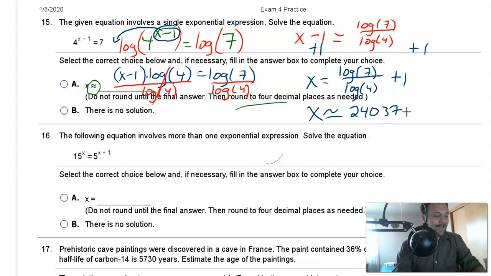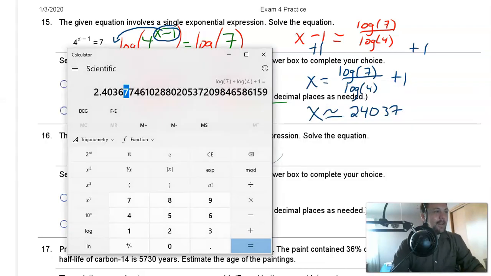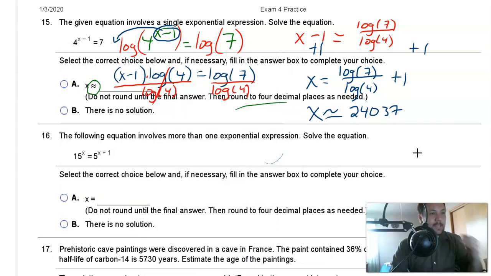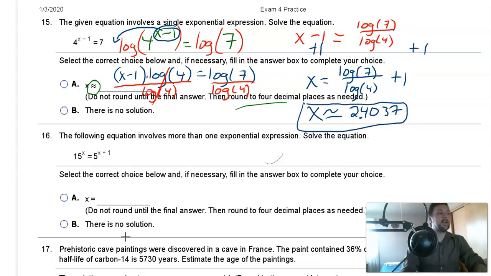24,037, was that right? I think it was right. Yeah, 37. Okay, I was thinking maybe it was 67 instead. All right, and then the decimal place goes here. All right, so it's 2.4037. All right, so that's how you solve that equation.